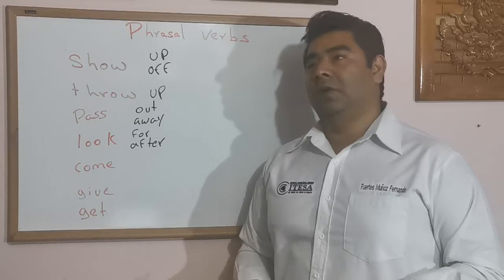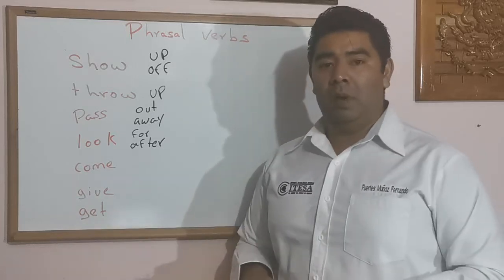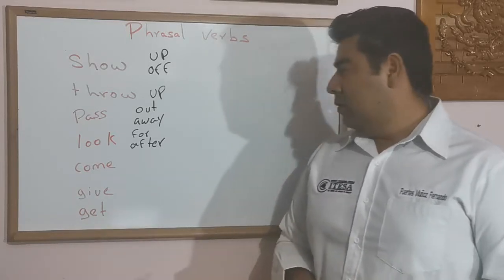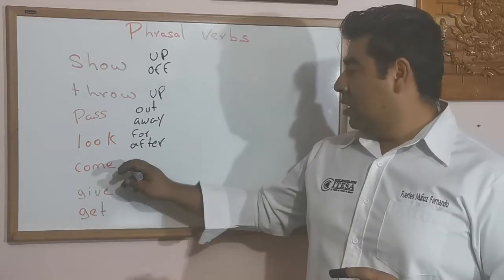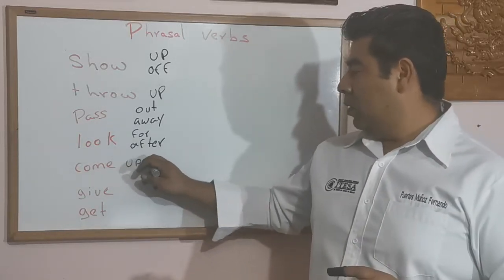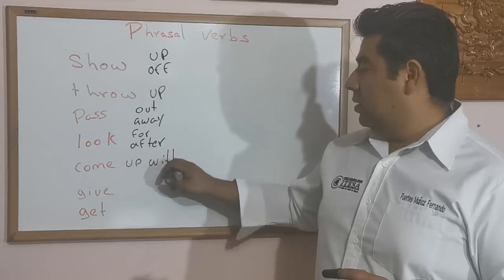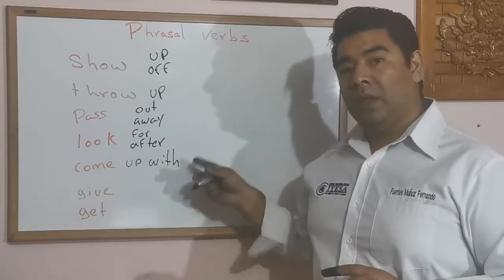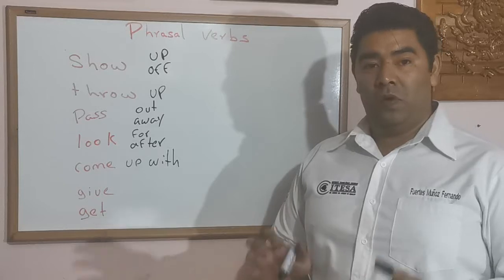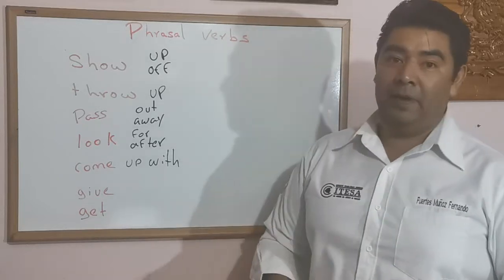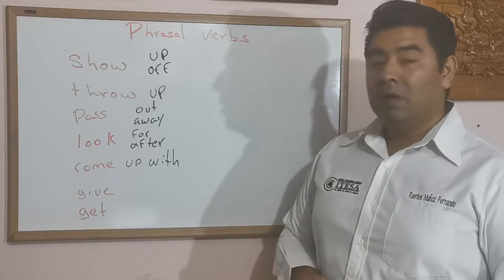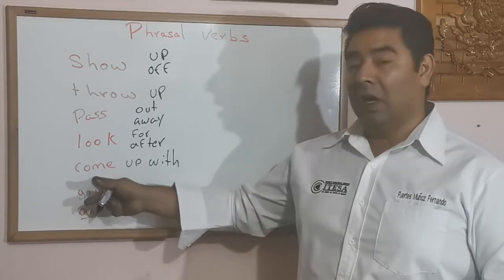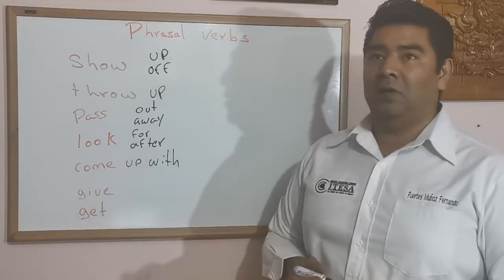Now, come. Well, there are come on, coming, come up with, right? For example, in this case, I just remember, come up with. This is a three-word phrasal verb, okay? Come up with. It's hard, or not. Come up with is like to have an idea.